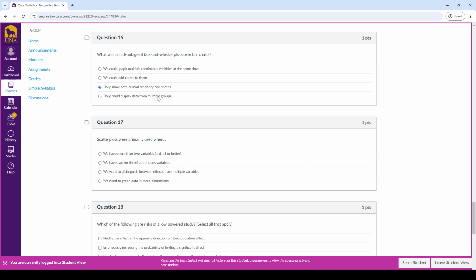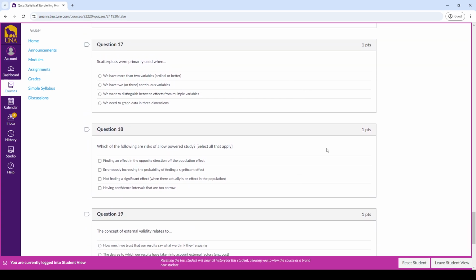But could display data from multiple groups. Can do that with both. Could add colors. Can do that with both. Both show both central tendency and spread. That is a huge benefit of box and whisker plots, and why I quite like them as a main graphical solution, is that they show both where do we think the middle is and some measure of uncertainty or range around it in a way that bar chart, it just kind of has the bar in its default formulation.